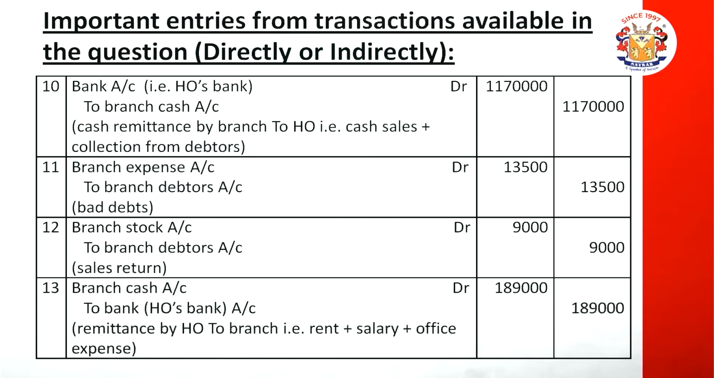Next one, remittance by HO to branch, that is regarding rent expense plus salary expense plus office expense. Ultimately the aggregation of all equals 1,89,000. Due to such remittance by HO to branch, branch cash will increase and HO's bank balance will reduce. So journal entry will be like this: branch cash account debit 1,89,000 to HO's bank account 1,89,000.